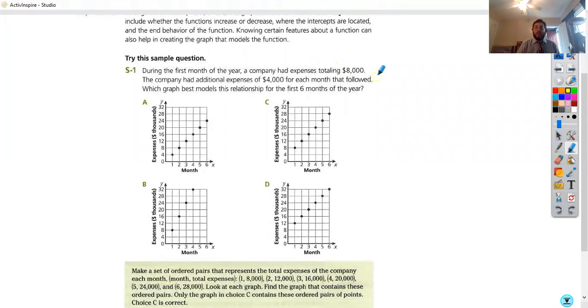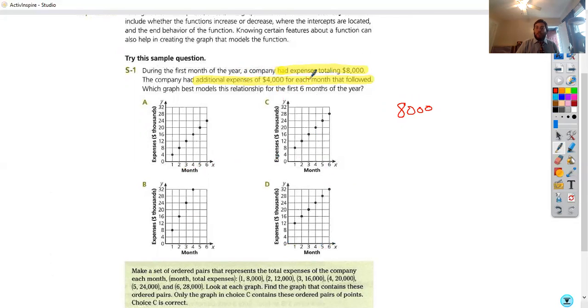It says, during the first month of a year, a company had expenses totaling $8,000. The company had additional expenses of $4,000 for each month that followed. Which graph best models the relationship for the first 6 months of the year? So our key here is that at the beginning, the first month, they started with $8,000 in expenses. And then the next piece of information says $4,000 for each month. If we look at all of our graphs, the months are on the x-axis. So this 4,000 is what we associate with each month.